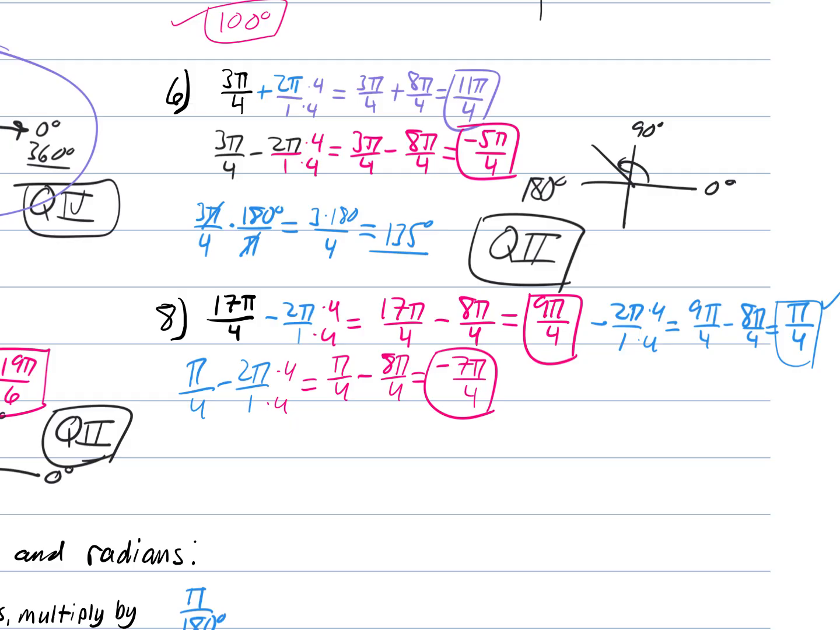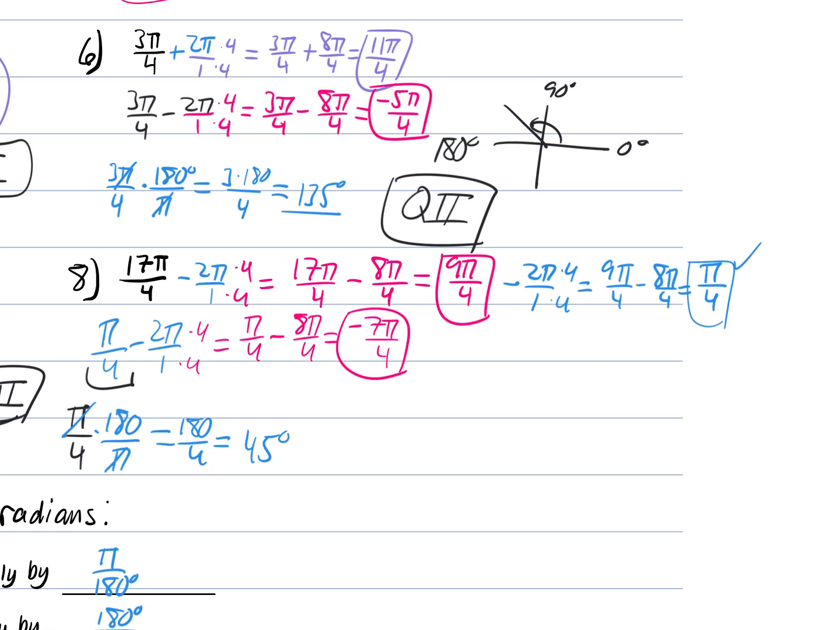And to find the quadrant that it's in, I would take one of our angles and convert it to degrees. Pi over 4 seems like the simplest one, so I'm going to convert that one. So you can do pi over 4 times 180 over pi, and then you get 180 over 4, which is 45. All right, so 45 degrees is in the first quadrant, between 0 and 90. So this is in quadrant 1.